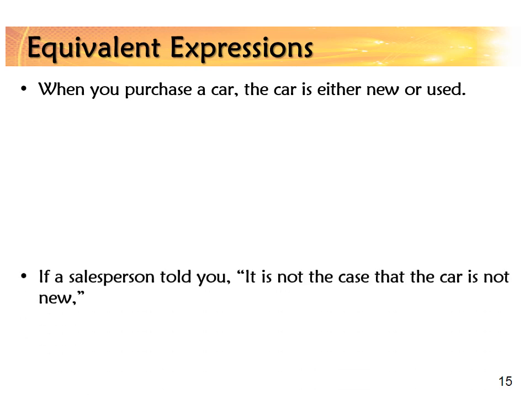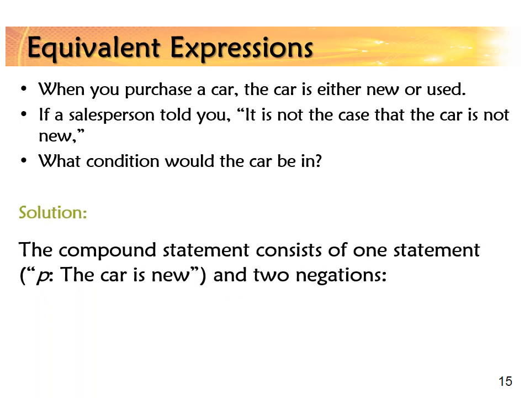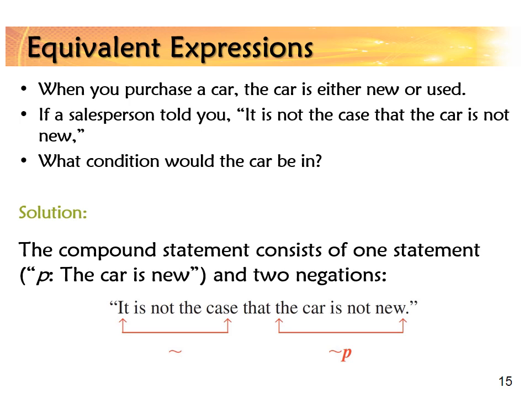When you purchase a car, the car is either new or used. If a salesperson told you it is not the case that the car is not new, that might be kind of a silly way to phrase that, but let's work our way through it. What condition would the car be in? Okay, the compound statement consists of one statement, P, the car is new, and two negations: it is not the case that the car is new, and the car is not new. Okay?